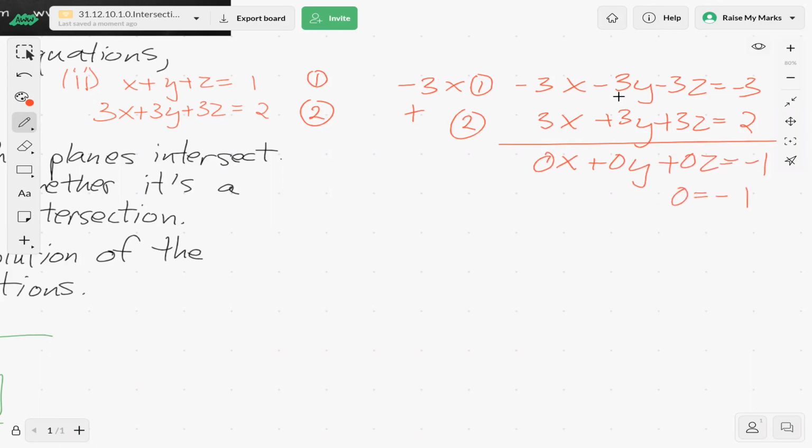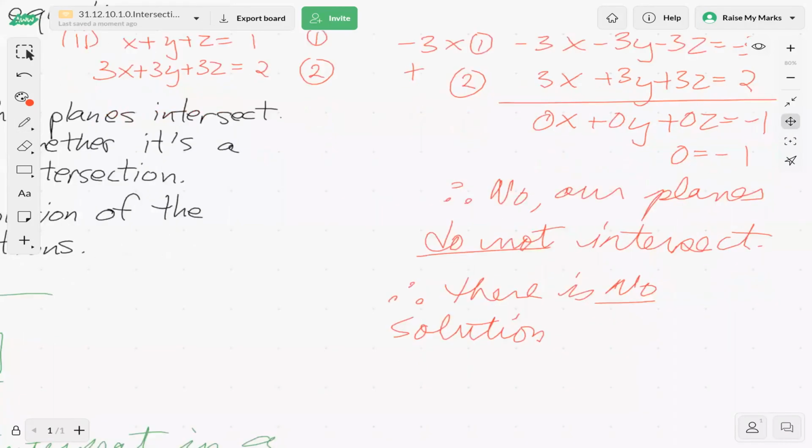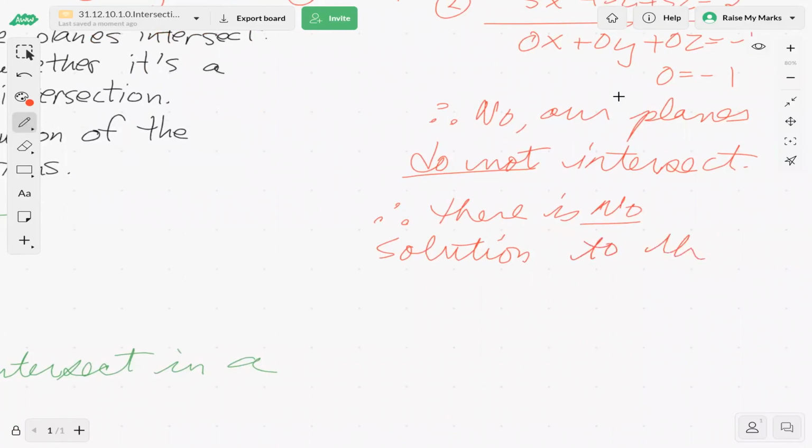Okay, this does not make sense. Therefore no solution. Actually, what do we ask first? Let's answer the question that we're asked first. So no, our planes do not intersect. Therefore, there is no solution to the linear system, or system of equations.